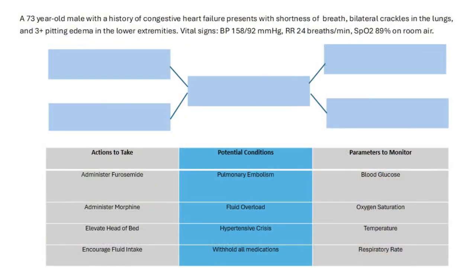A 73-year-old male with a history of congestive heart failure presents with shortness of breath, bilateral crackles in the lungs, and 3+ pitting edema in the lower extremities. Vital signs: BP is 158/92, respiratory rate is 24 breaths per minute, SpO2 is 89% on room air. Here, your clues are shortness of breath, crackles, and edema, all signs of fluid overload. The right actions help remove fluid and improve breathing, while the parameters show whether your interventions are working.